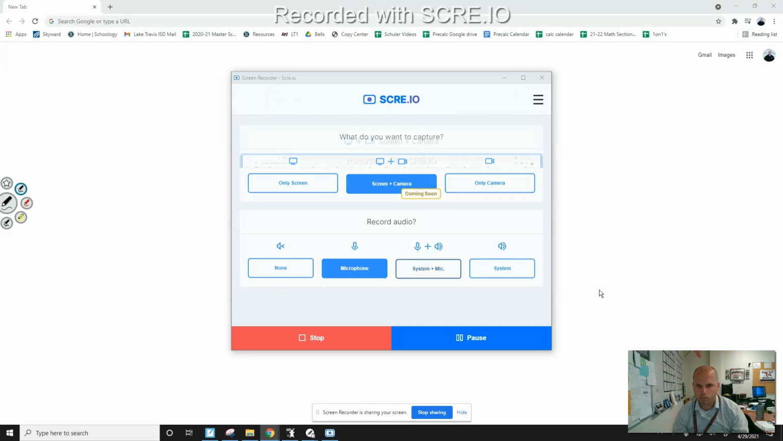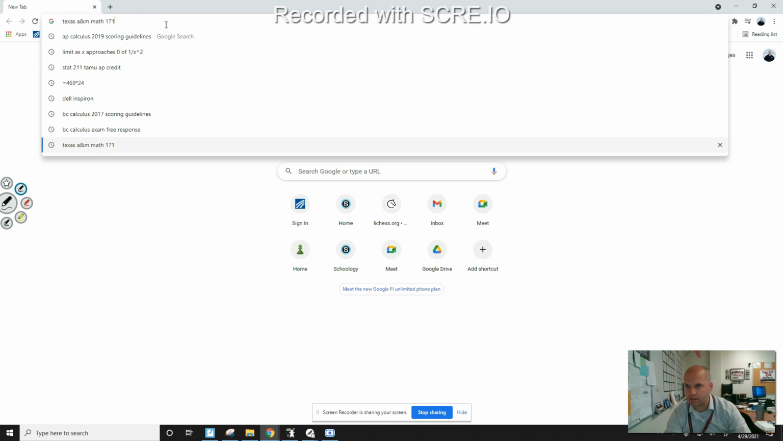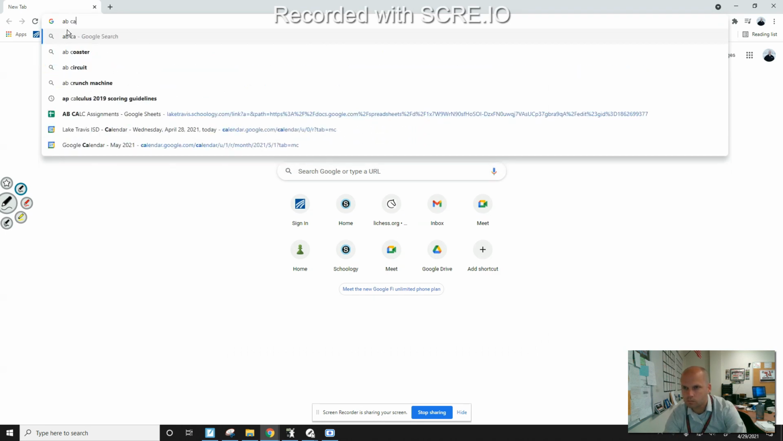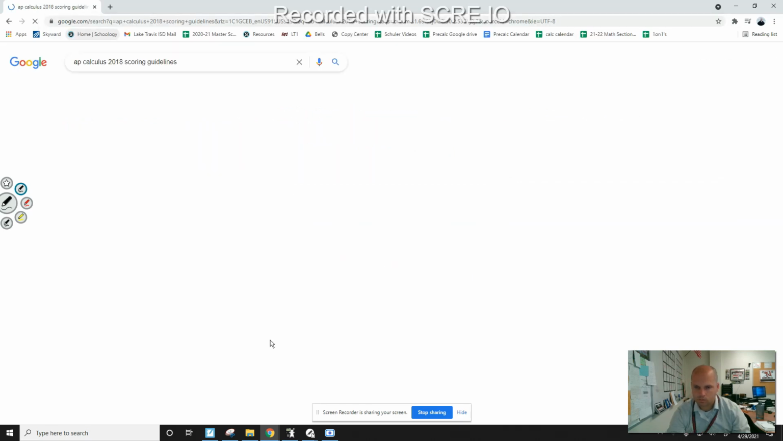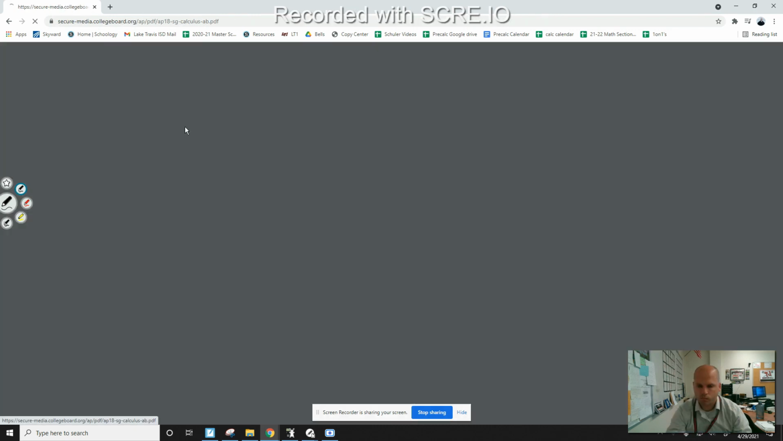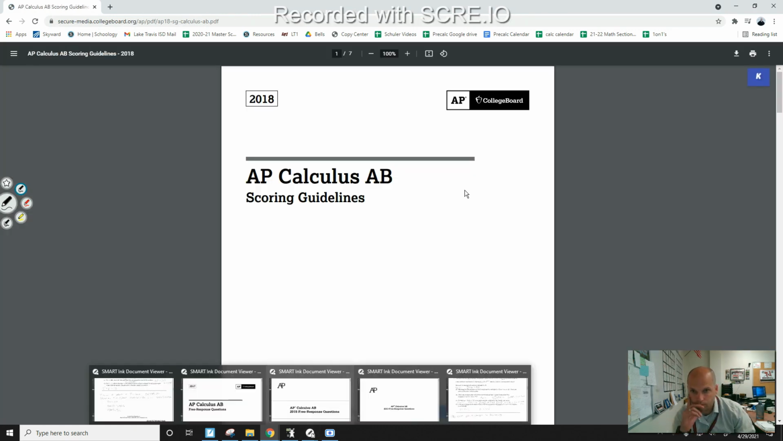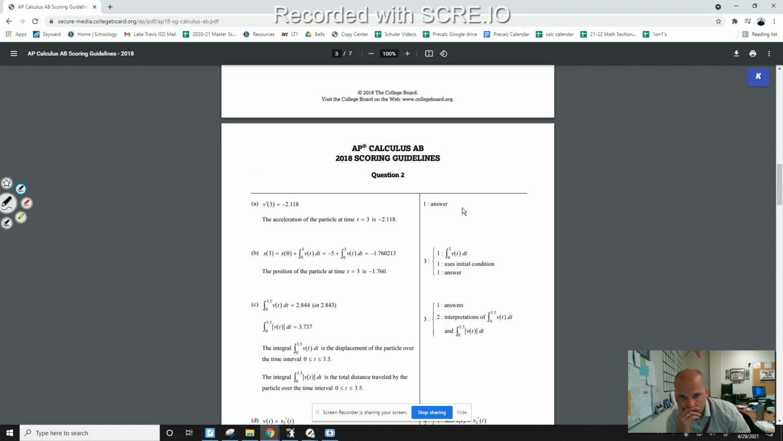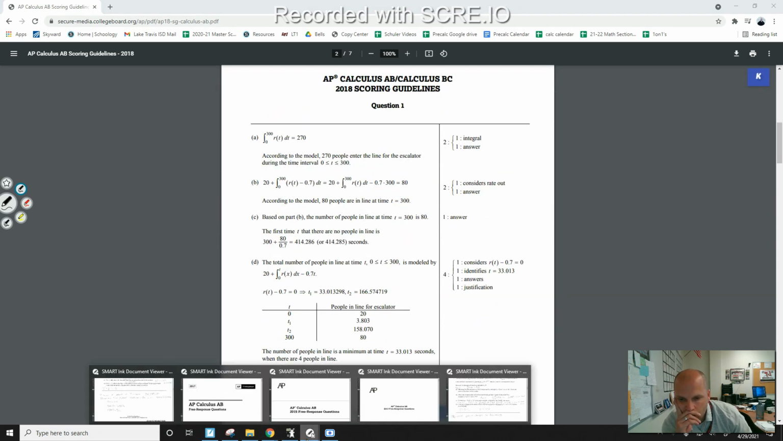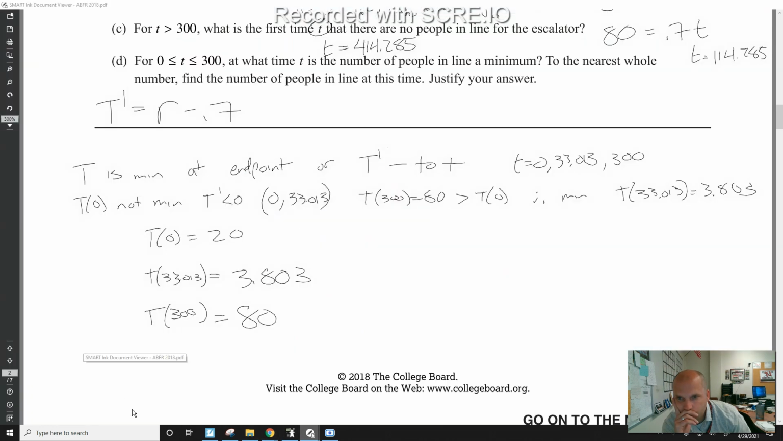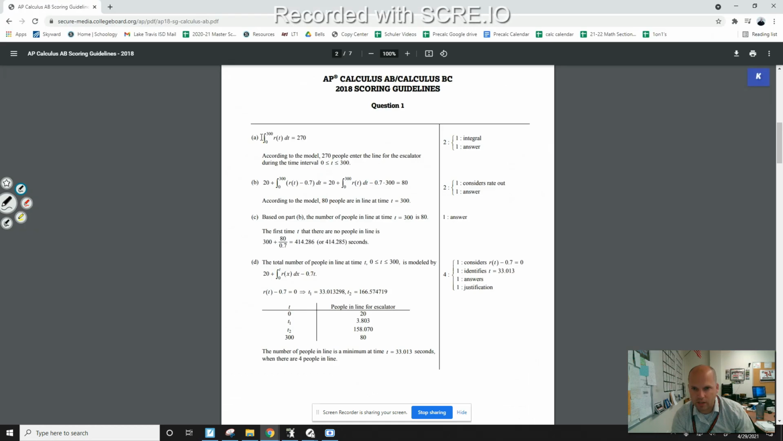All right. Let's look at the scoring guidelines. That one. Part two. All right, 2 points. 270 worth two, getting the correct answer 270, and then the integral is worth 1 point.